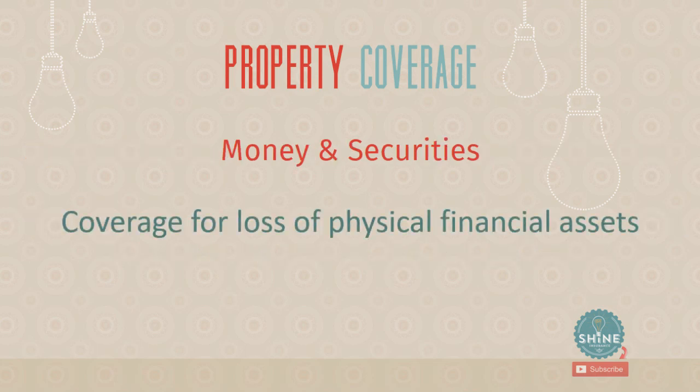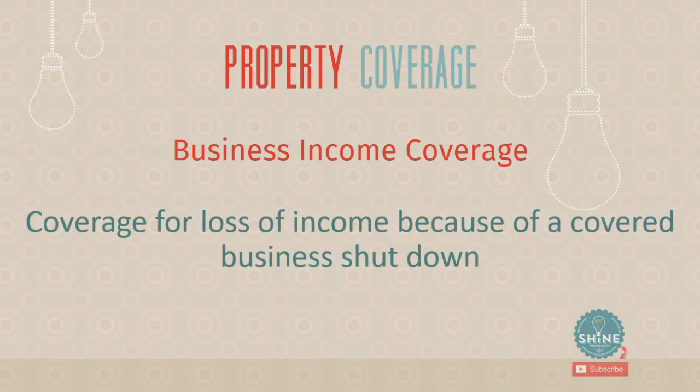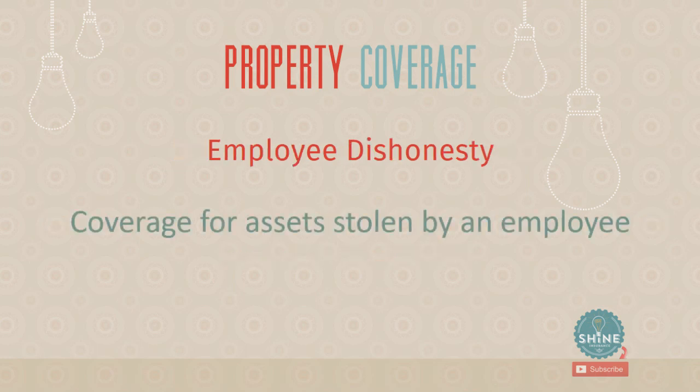Money and securities, coverage for the loss of physical assets like money or securities. Business income coverage, super important. Coverage for lost income because of a covered business shutdown. So something bad happened, your business can't run for that month or whatever it is. You've lost the income associated with people coming in your front door and doing business with you. Your insurance policy can actually cover some of that lost income if you have business income coverage.